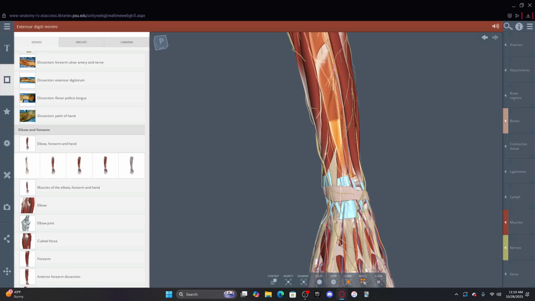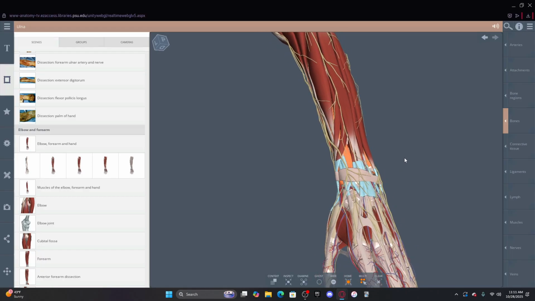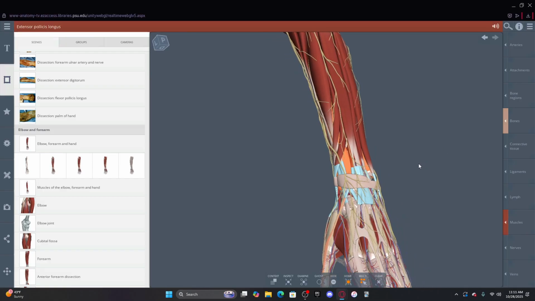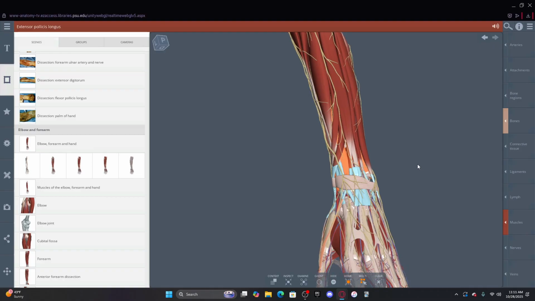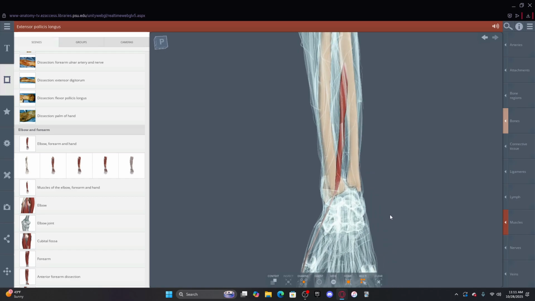Give me 1 second. Let me just fix this real quick. All right, so here we go. We have one more muscle to go over, which is extensor pollicis longus, which is this muscle here. However you want to say it, you can see it going all the way to the thumb. It goes all the way from the forearm to the thumb, and extends the wrist and the thumb. Again, innervated by the radial nerve.